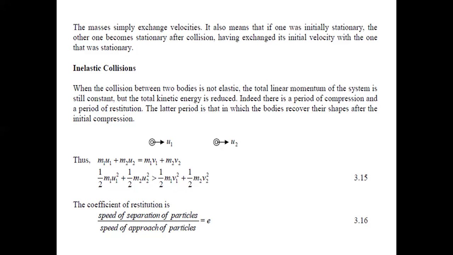Let's look at the kinetic energy. Half M1 U1 squared plus half M2 U2 squared must be greater than half M1 V1 squared plus half M2 V2 squared. That is, total kinetic energy before collision must be more than the total kinetic energy after collision because some kinetic energy must have been lost during the course of the collision. The coefficient of restitution is defined as the speed of separation of particles over the speed of approach of particles, and it is denoted by the letter E.